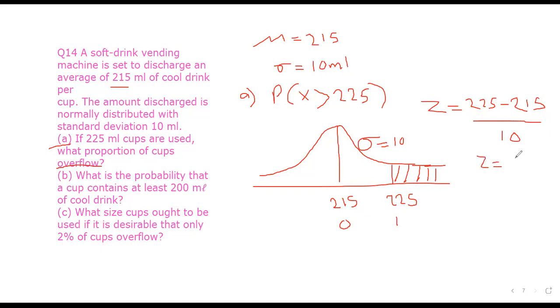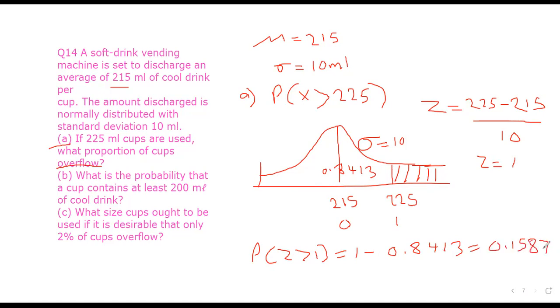Two twenty-five. So they do what? One. Okay. Then the reading from here to here is 0.81. So how do we get the shaded region here? Minus one. Great, minus one. So what do we get when you subtract from one? 0.1587. 0.1587, good. So what proportion? We can leave it in percentage whenever we have proportion. 15.87% will overflow.